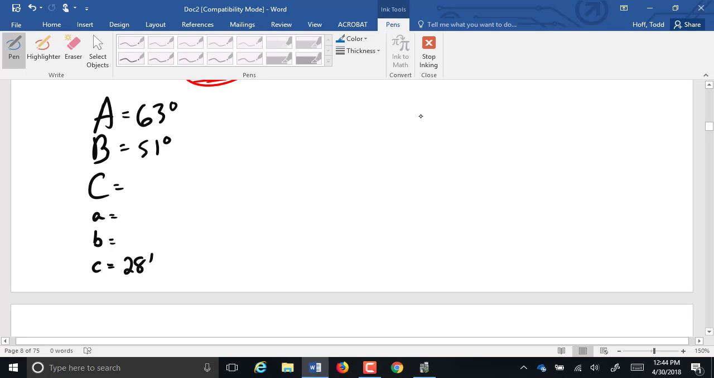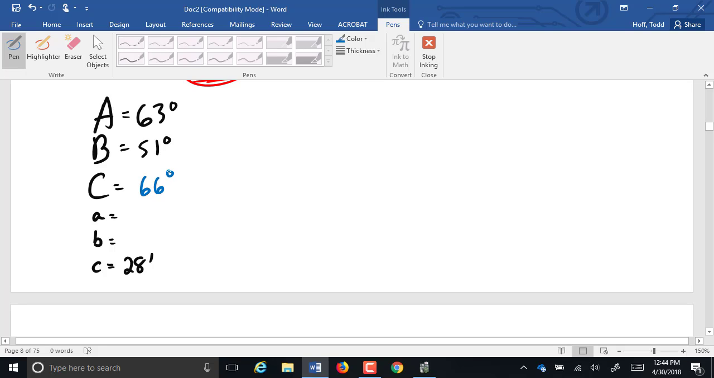There's one thing we can find here right away without doing too much thinking at all. What is that? Angle C, what is it going to be? I get 66.